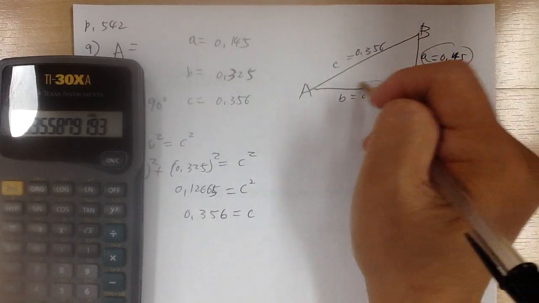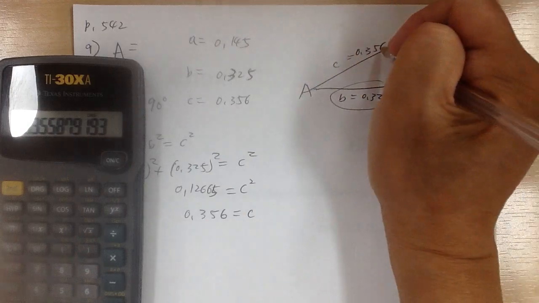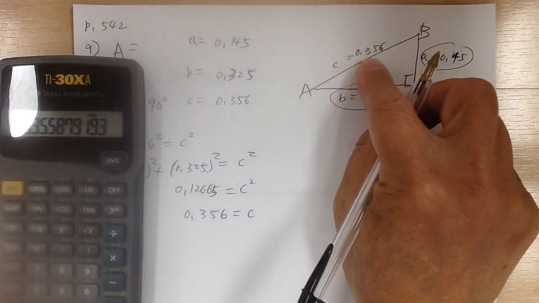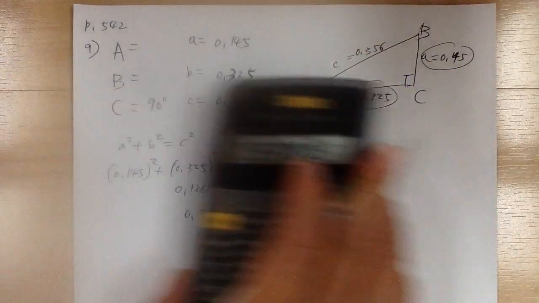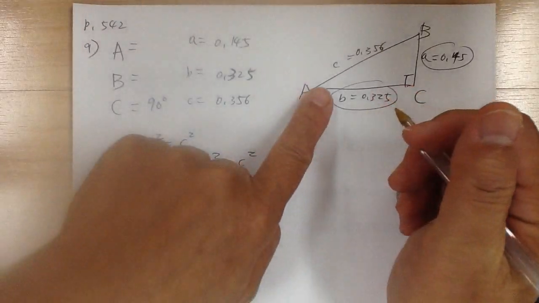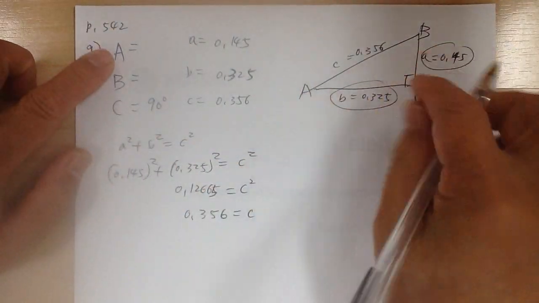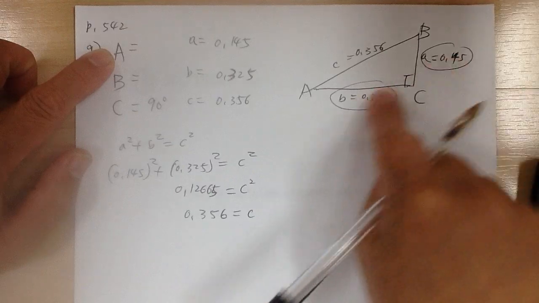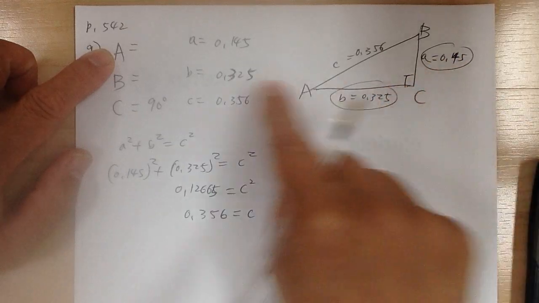Okay, so these two are given, and this is calculated. So this is off a little bit already, so we try to avoid using it if possible. Again, let's look for angle A. Since these two are given, these are exact numbers.